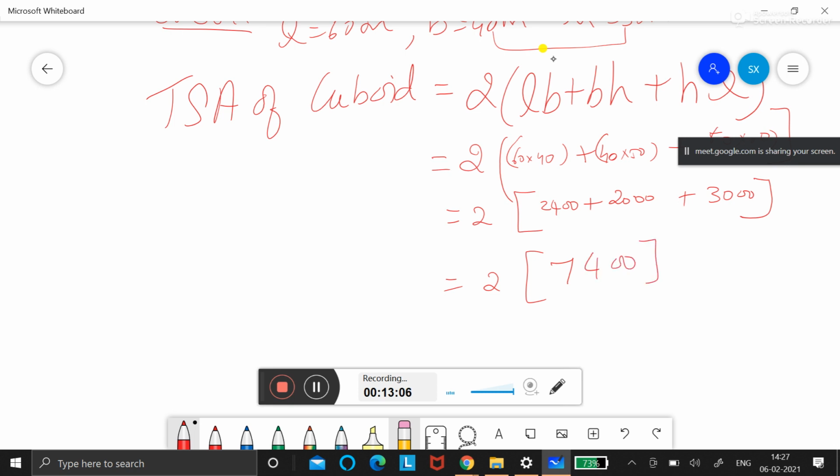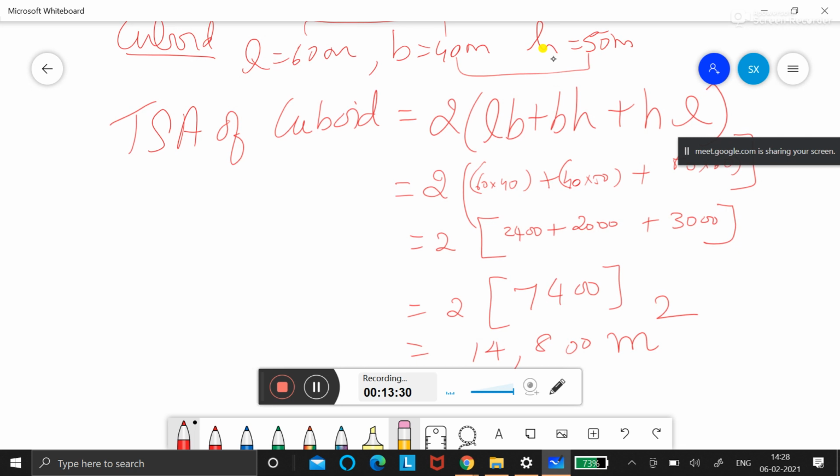7400. And then multiply by 2. So you get 14,800. Centimeter square. Okay, the unit is very important for maths and physics. If you don't write units, it's wrong. Ma'am, centimeter, ma'am, not meter. Okay, sorry, these are all centimeter. I wrote it as meter. So centimeter square. Okay, this is the cuboid over.